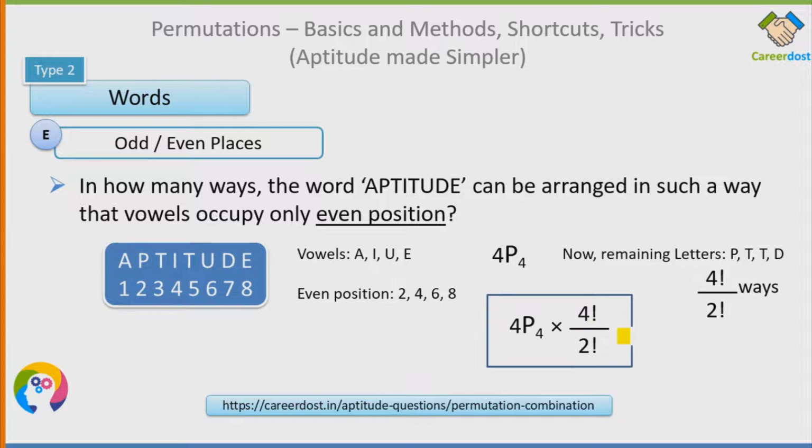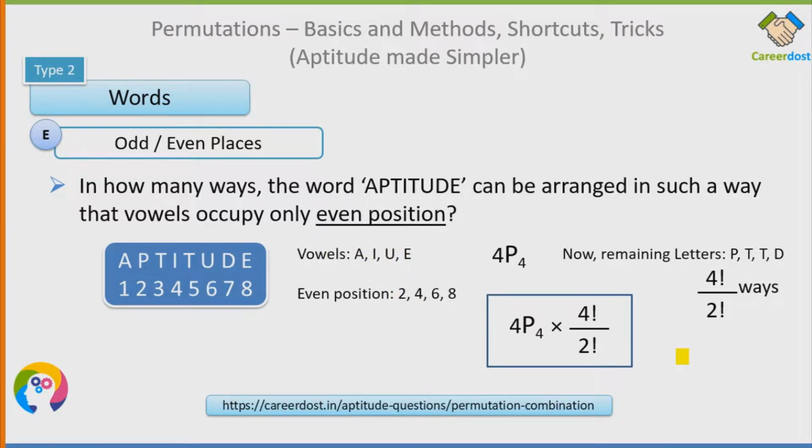Similar types of problems can be for consonants and other words as well. If there are consonants, instead of clubbing the vowels, we will club the consonants together and follow the same procedure as we did here for vowels. So this is the concept for odd and even places.